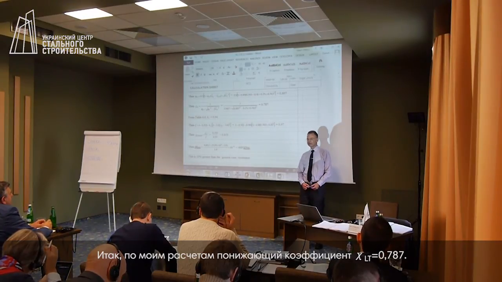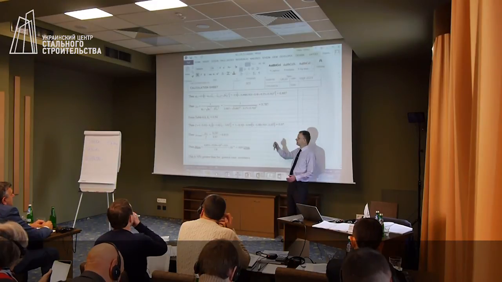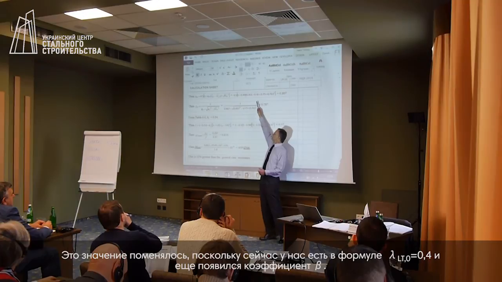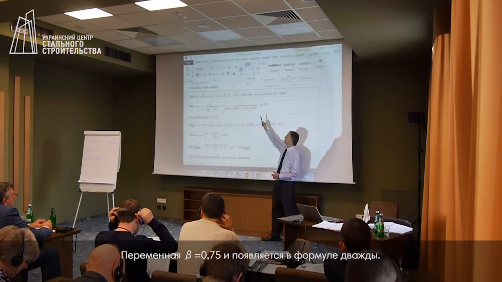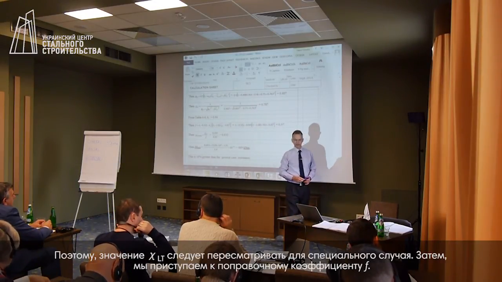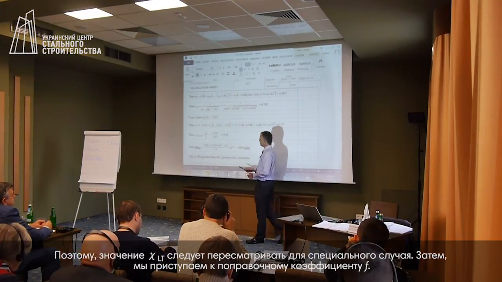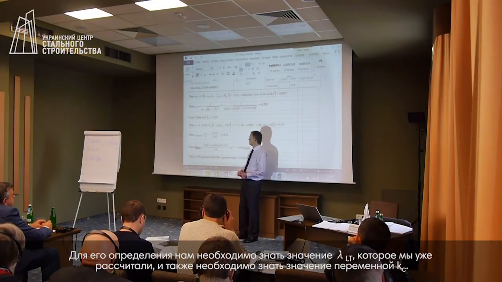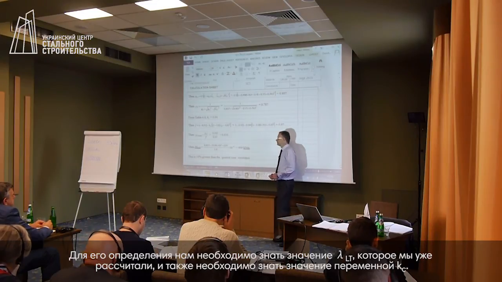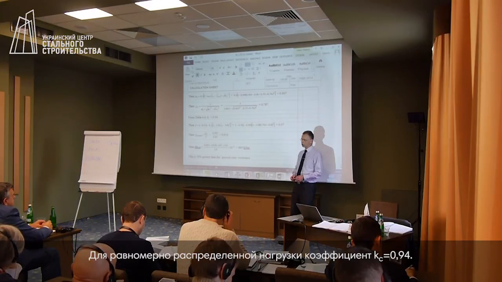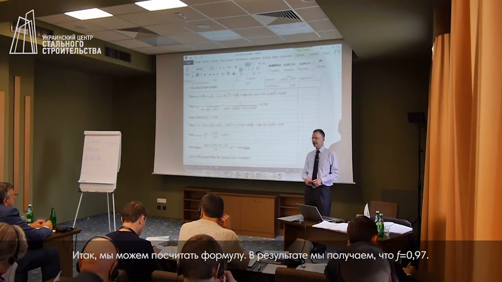So I calculate the revised reduction factor chi LT as 0.787. It has changed because now we have lambda bar LT,0 as 0.4 and we have beta appearing in the formula. Beta is 0.75 and it appears twice. So we calculate a revised value of chi LT. And then we appeal to this further modification by the f factor. The f factor demands lambda bar LT, which we have already calculated. And we also need the variable kc. And kc for a uniformly distributed load is 0.94. So we determine the result of the expression, and the result of the expression is 0.97.